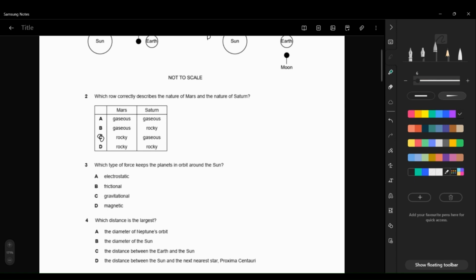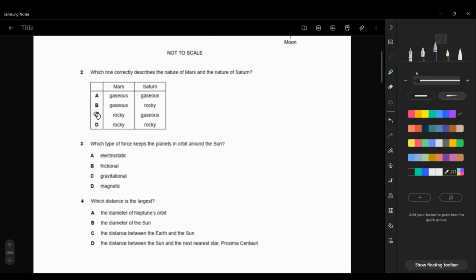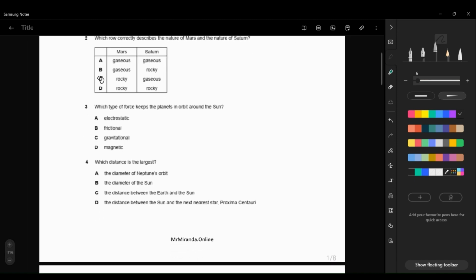Which type of force keeps the planets in orbit around the Sun? This one is a simple question. You should know this even before this chapter. The type of force that keeps objects orbiting other objects is a gravitational force.